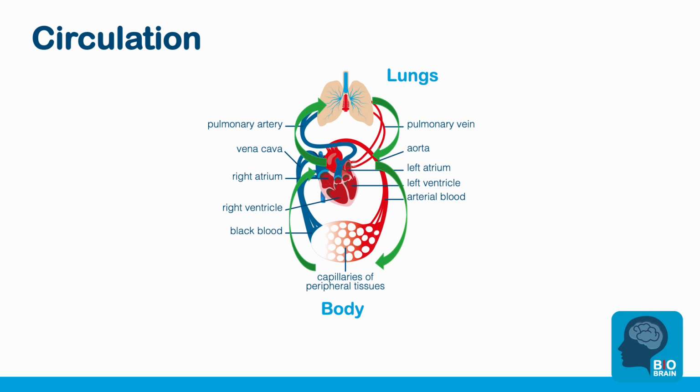The left side of the heart pumps blood from the lungs to the body. The right side of the heart pumps blood from the body to the lungs. So remember, left side of the heart pumps blood from the lungs to the body, and right side of the heart pumps blood from the body to the lungs. These two systems work together and are referred to as systemic and pulmonary circulation. Now let's break that down step by step.